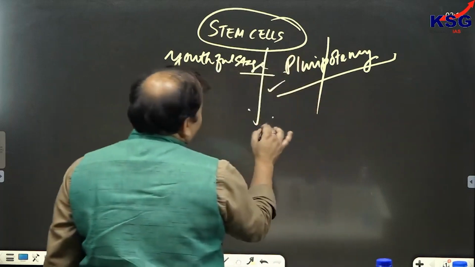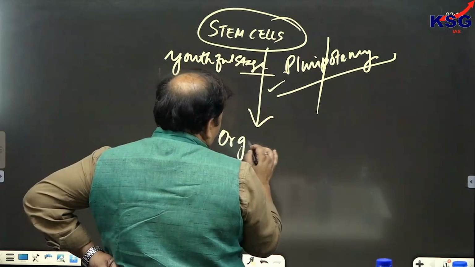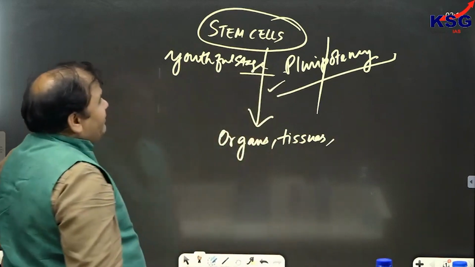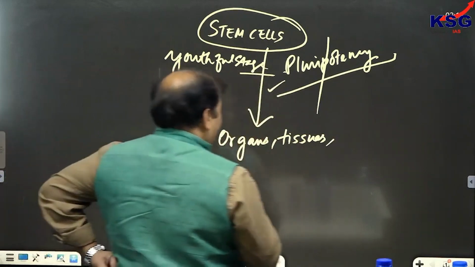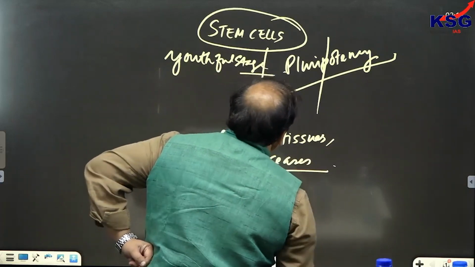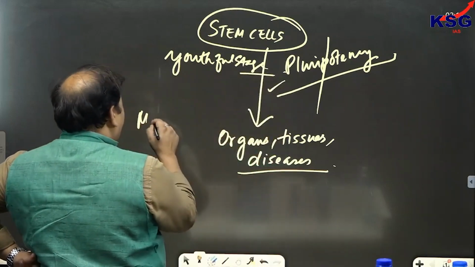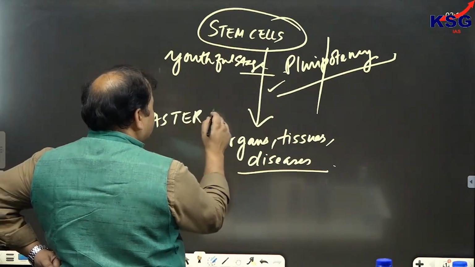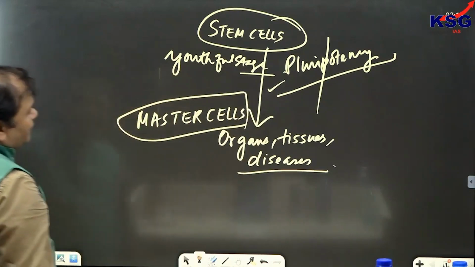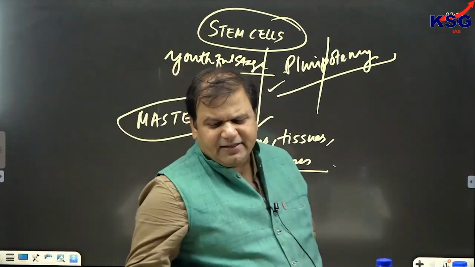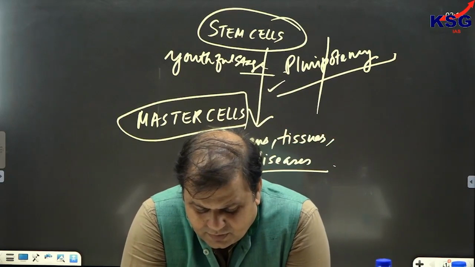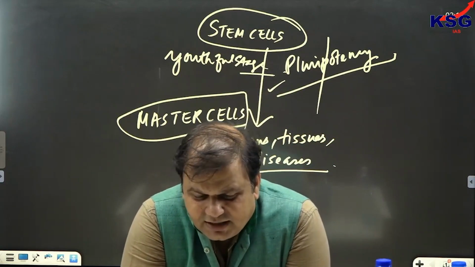So this can be used for what? This can be used for making of organs, making of tissues. And these cells, since they are used for making of organs, making of tissues, removing diseases also, they are called as master cells. Clear? Stem cells are called as master cells.